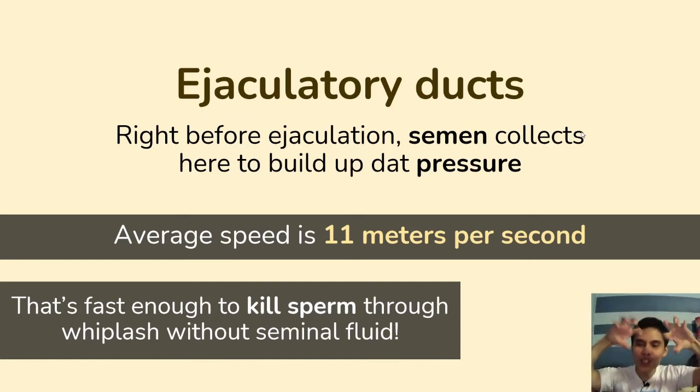Now, that pressure releases the semen at an average speed of 11 meters per second. Think, 11 meters is probably like across an entire room or even across two rooms, and it's per second. Imagine shooting your cells at that speed. It can take an eye out. That's fast enough even to kill sperm through whiplash if there was no seminal fluid. So again, the seminal fluid is there to ensure that your sperm survive the pressure that is subjected to it.